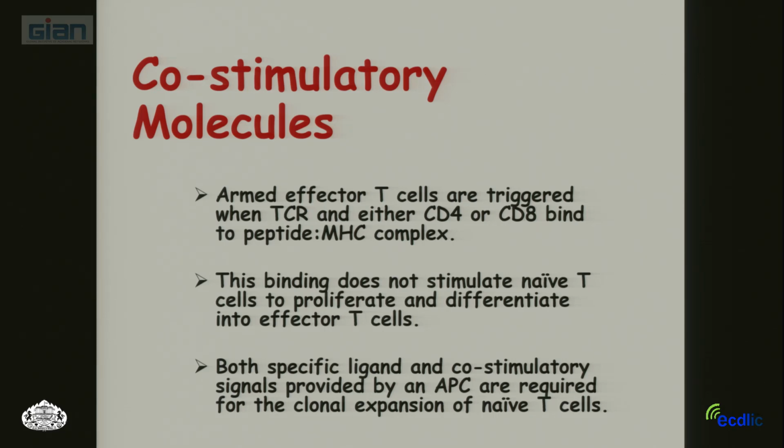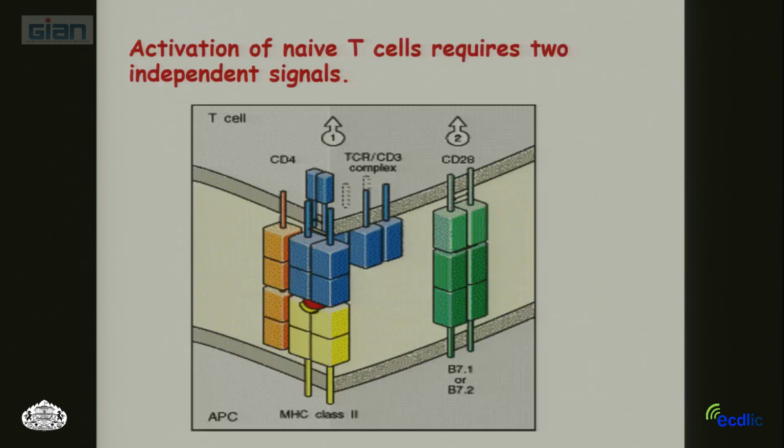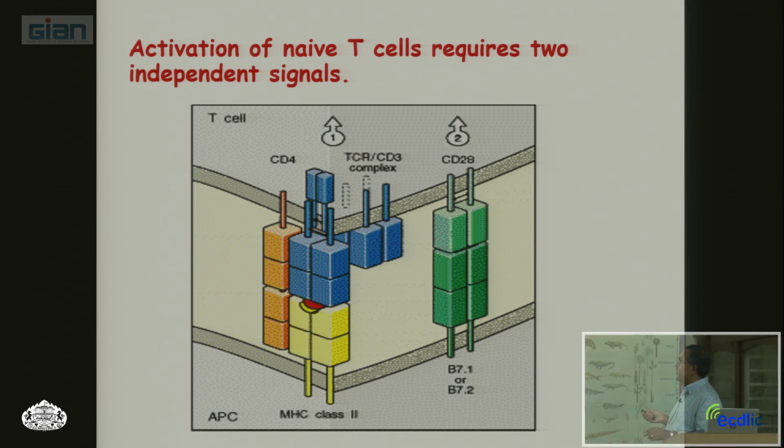So both specific ligand and co-stimulatory molecule signals should be provided by antigen presenting cells and are required for the clonal expansion of naive T cells. And here is the simplest cartoon. You have CD4 positive T cells interacting with antigen which is bound to MHC class 2 molecule. You have CD3 complex, and then you have zeta chain right here. That's downstream signaling, and they call it signal 1.